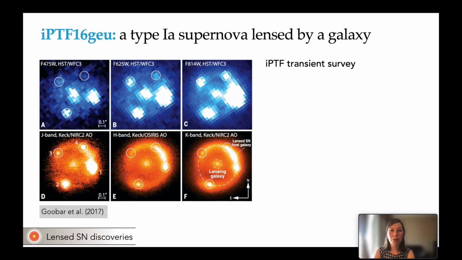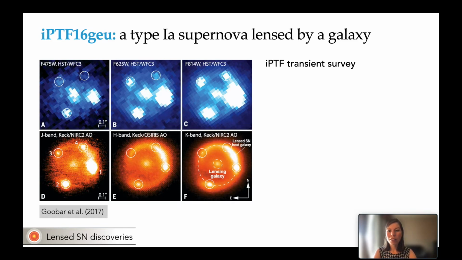So this is a type Ia supernova that was lensed by a normal elliptical galaxy, discovered in the iPTF transient survey. And this one stood out because it was exceptionally bright for its redshift. So then when they conducted follow-up observations, they discovered that indeed it was a lensed supernova.